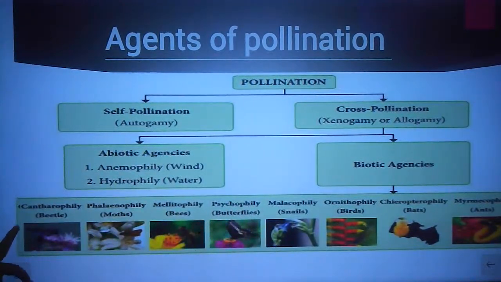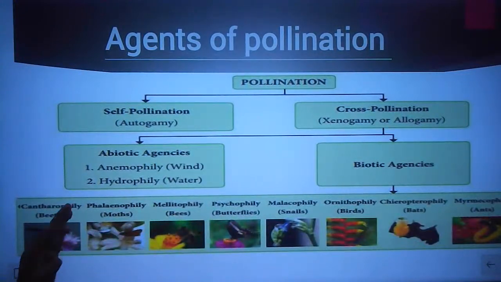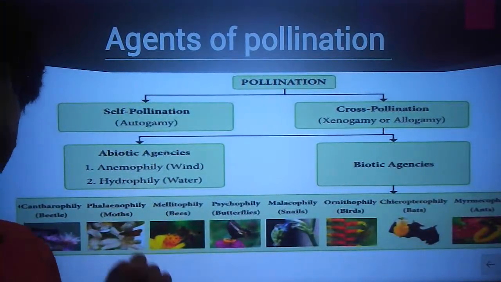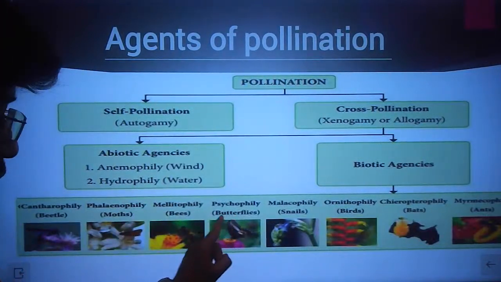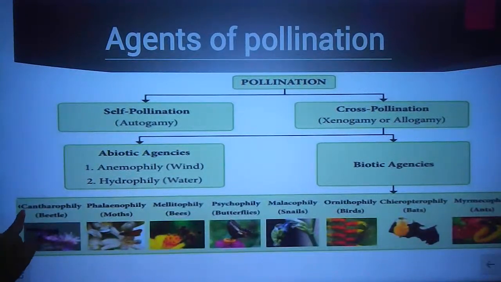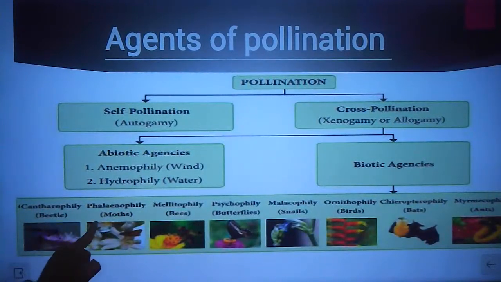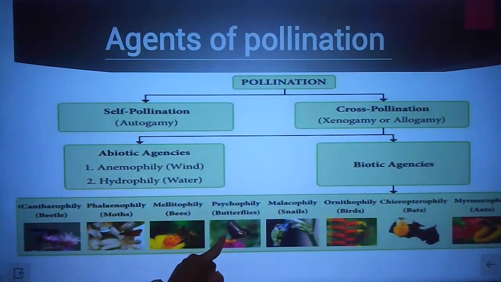See, these are all insects only: beetles, moths, bees, butterflies. All of these come under entomophily. But specifically, if they ask about the butterfly, bee, moth, or beetle, then you can look for these answers in your options: cantherophily for beetle, phalaenophily for moths, melitophily for bees, and psychophily for the butterfly.